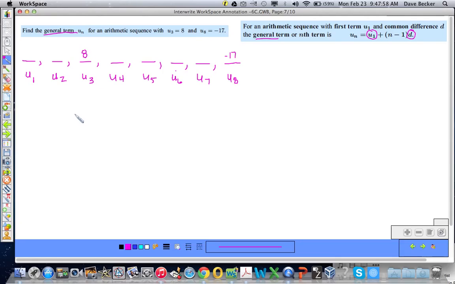Okay. Now, let's start right here. If I knew the common difference d, to get the next term, all I would have to do is add d. So this term right here is 8 plus d. Because I would just add the common difference. Like if the common difference was 2, this next term would be 10, 8 plus 2 is 10. But I don't know what it is, so I'm just going to let it be d for now.